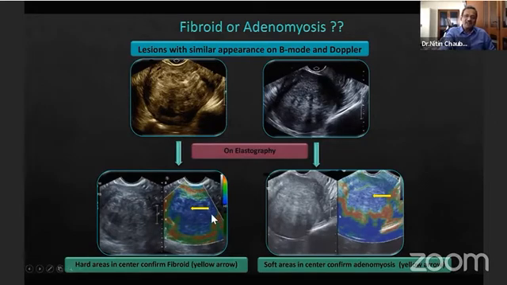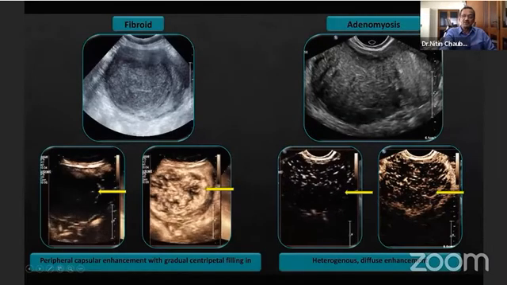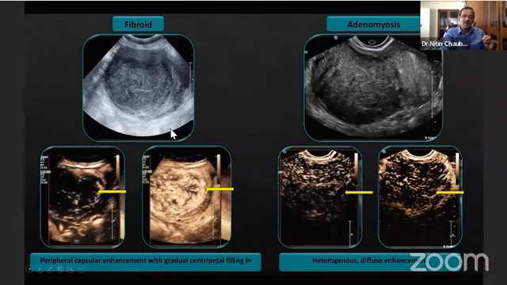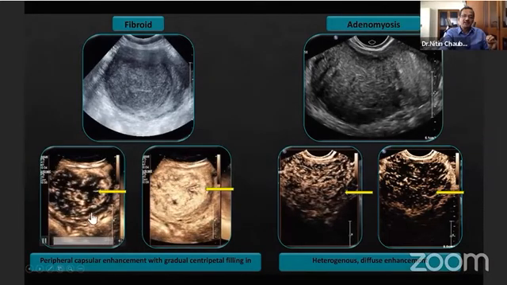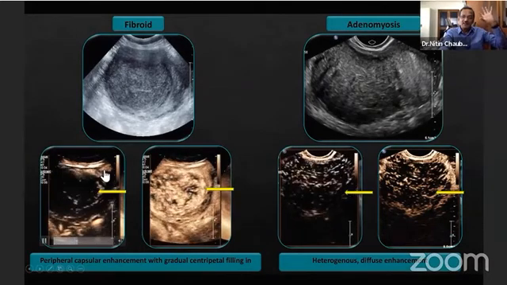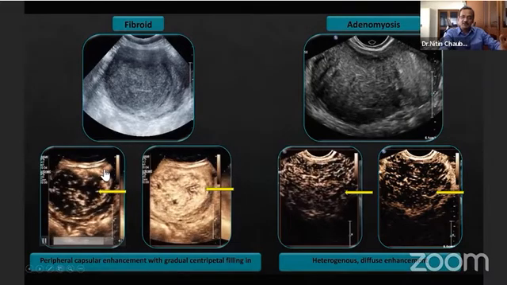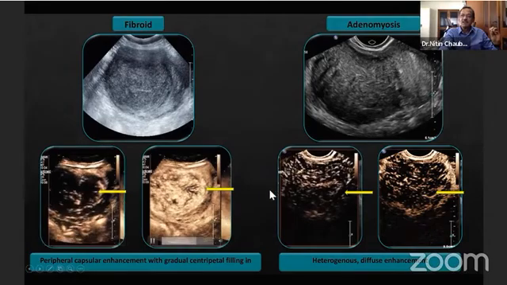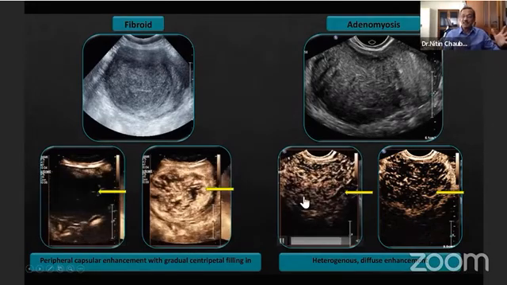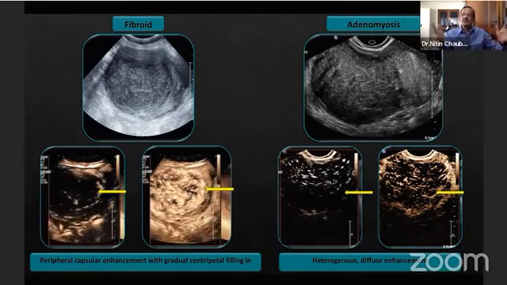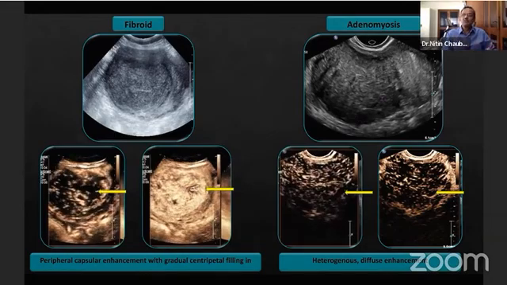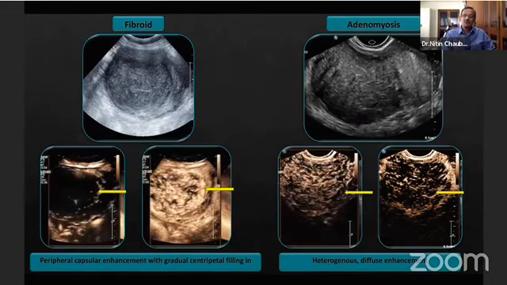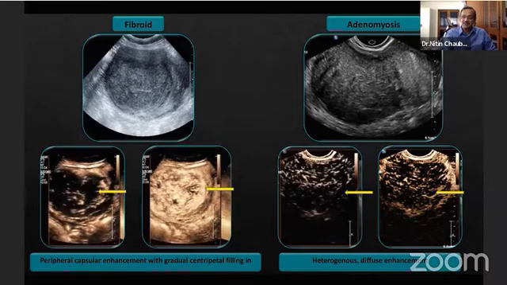Typically, fibroids are very hard on elastography, and therefore they appear dark blue, whereas adenomyosis appears lighter blue because it is soft. If you do contrast, this is what happens. In fibroids, we see peripheral enhancement, and the fibroid fills up gradually from the periphery to the center, centripetally, and this is known as a basket pattern. Whereas in adenomyosis, we get diffuse enhancement, scattered enhancement, very quick enhancement, and this is known as an inhomogeneous pattern. This is also known as a mosaic pattern, moth-eaten pattern, etc.